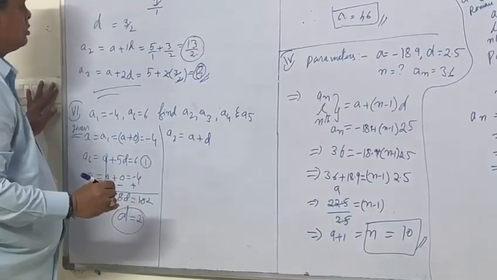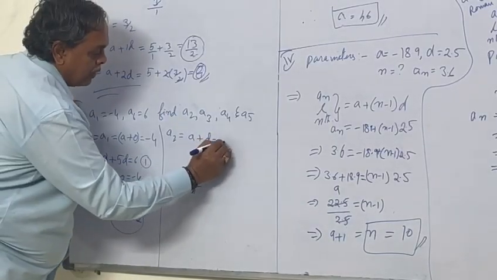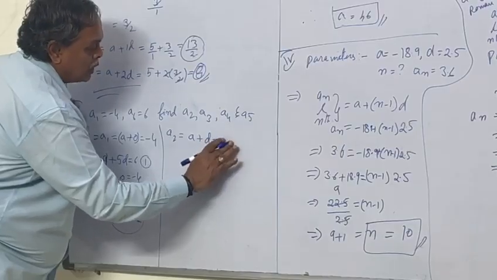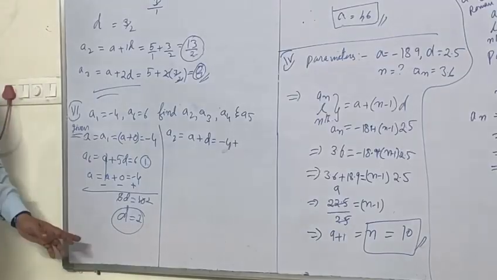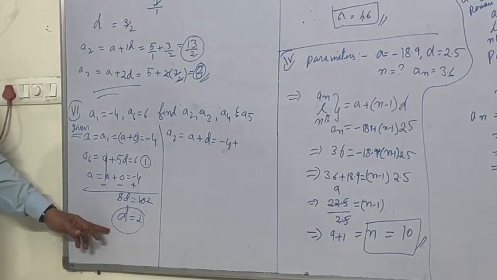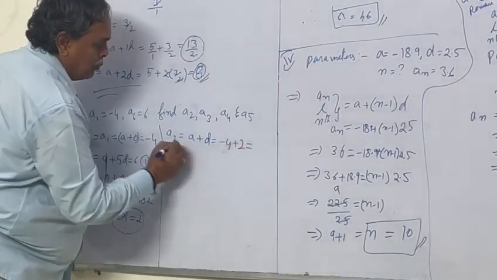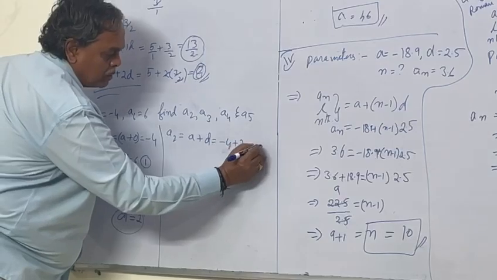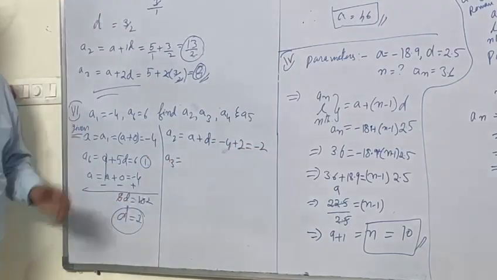Here A is how much? Minus 4. A is minus 4. Minus 4 plus D, and how much did you get? D is here, E here. How much did you get? 2. That's why A plus D is 2. Then the answer is A plus 2 is equal to minus 2. Then A3. Tell me A3.